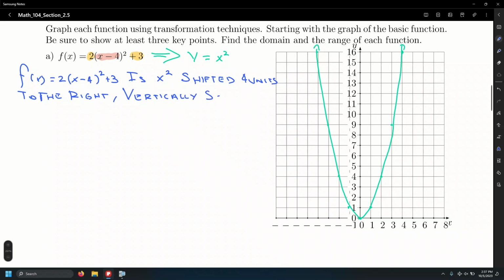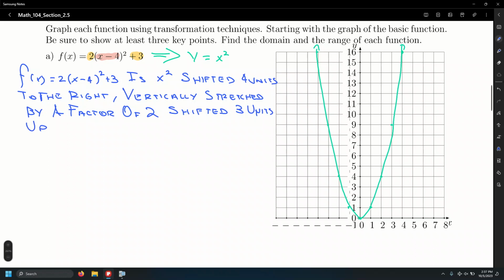Vertically stretch by a factor of, what's that? A factor of 2, right? And lastly, what about the plus 3? Shift it 3 units up. Okay, let's start with them.